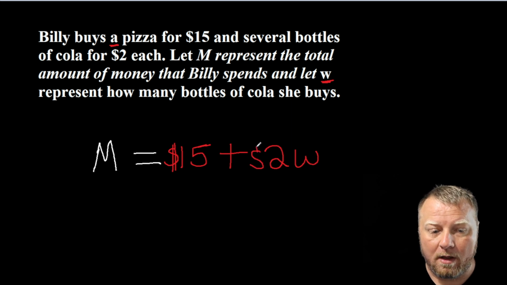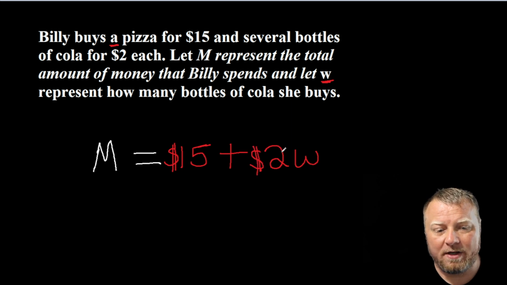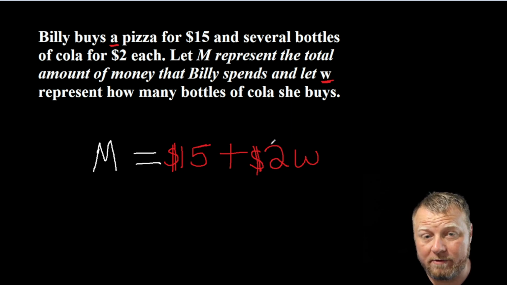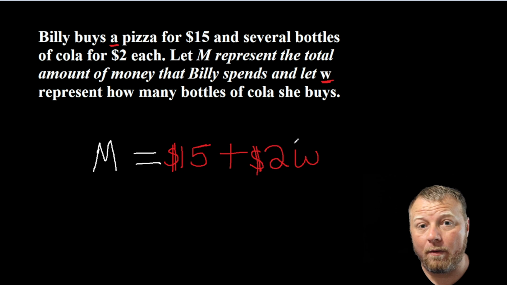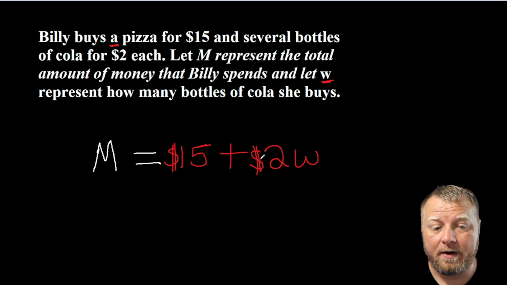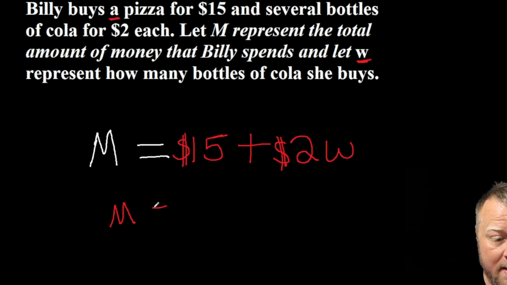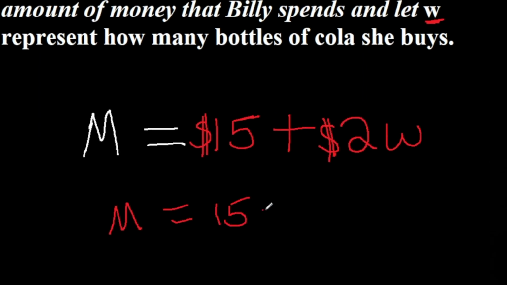We can go ahead and put these dollar signs on. You don't need to put the dollar signs on, but you must know that this entire right-hand side of the equation represents dollars. So either way works, as long as you know that they're dollars. All right, so that's the entire equation. M is equal to 15 plus 2W.